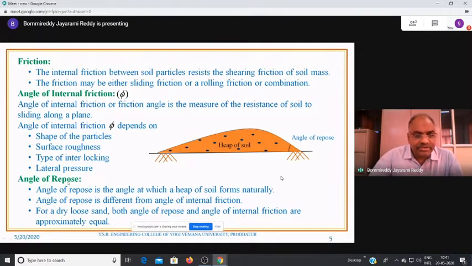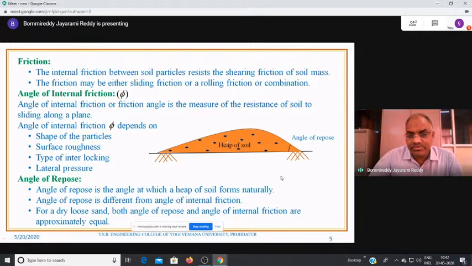Then another parameter is the angle of repose. The angle of repose is the angle at which a heap of soil forms. You can look at here, it is a heap of soil, and when you keep the heap of soil, it possesses some angle. That angle with reference to the horizontal is called the angle of repose. So the angle of repose and the angle of internal friction are not the same for all soils. Both are different, but for a loose sand, both the angle of repose and the angle of internal friction are approximately the same.